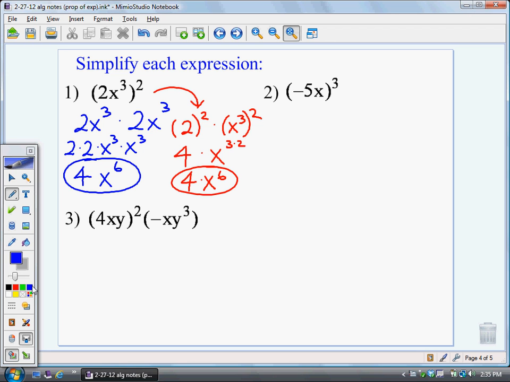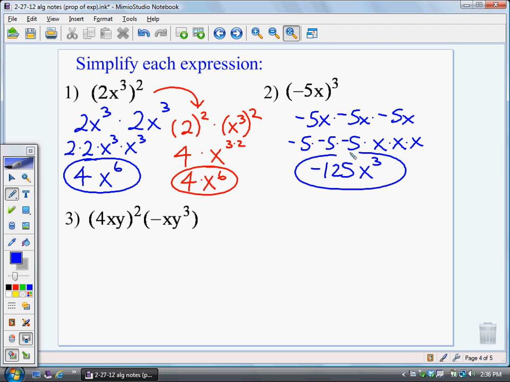This next one, you either have negative 5x times negative 5x times negative 5x. This becomes negative 5 times negative 5 times negative 5, x times x times x. When you multiply the three negative 5s, you get negative 125, x to the third power. When you apply our property, we get the same answer, but we can get it by going negative 5 to the third power multiplied by x to the third power. And that is negative 125, and that is x to the third. And there's that answer.